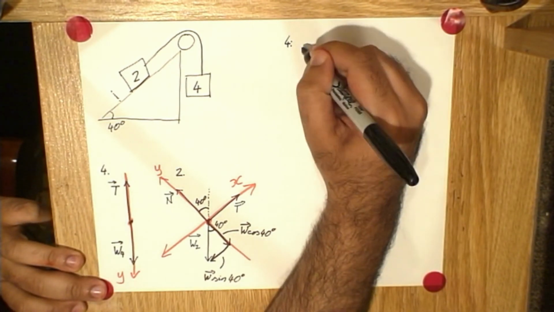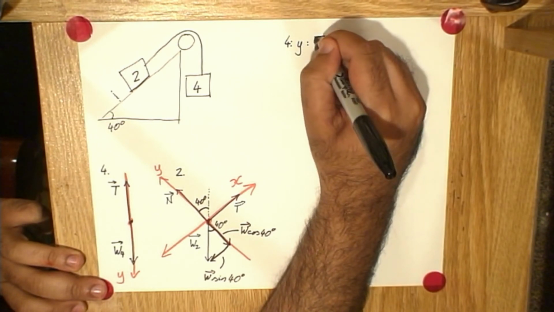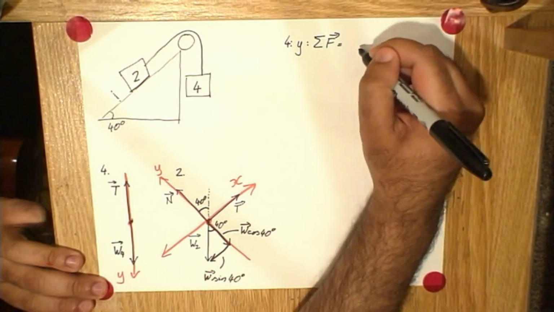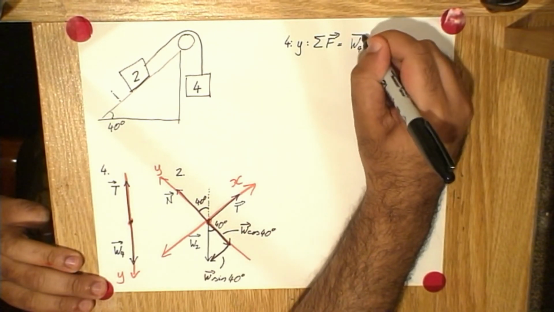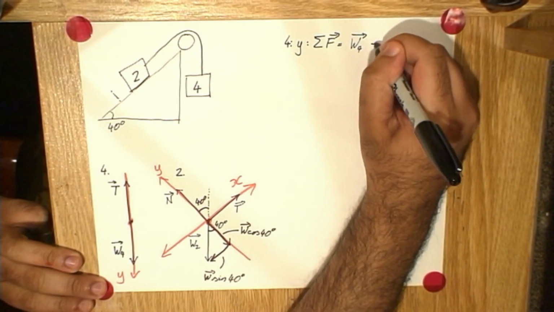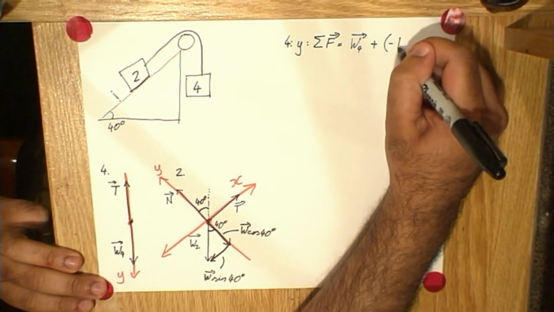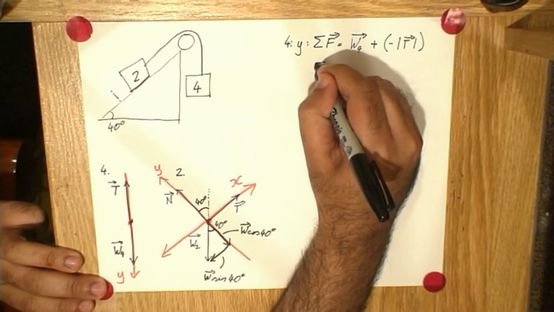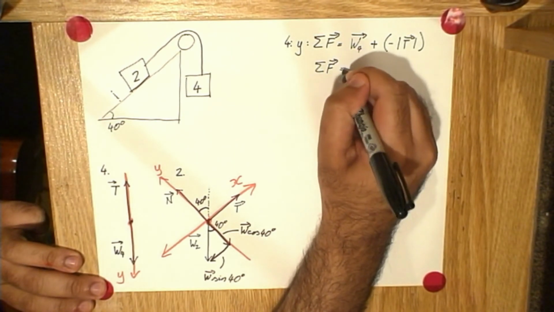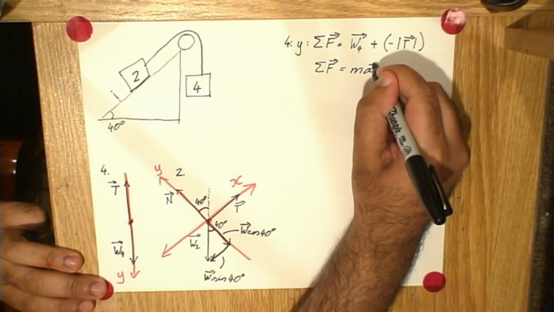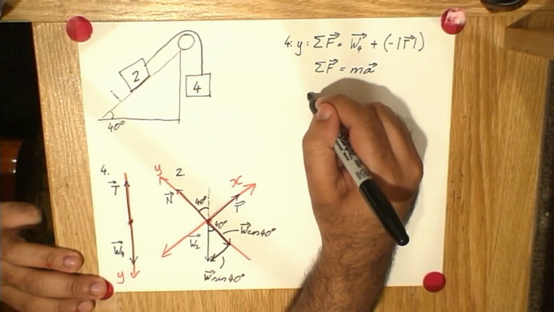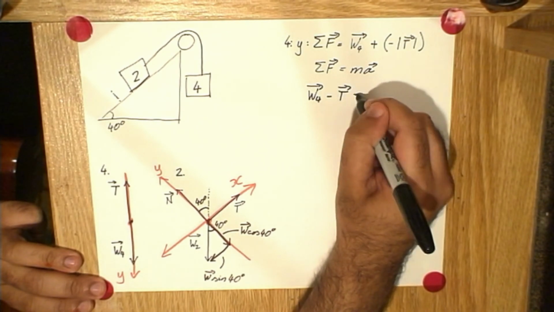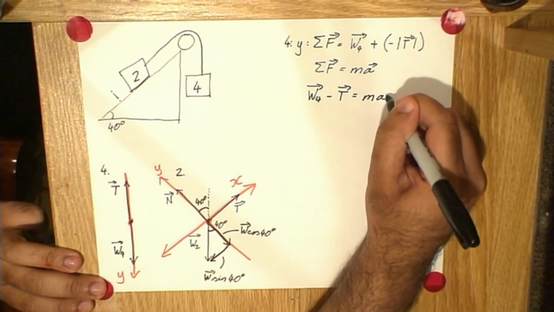So for the 4 kilogram object, in the y direction, the total force is going to be given by the weight force, which is pointed downwards, minus the tension force, which is pointed in the negative direction. But total force is also equal to mass times acceleration. So that means that the weight of the 4 kilogram object minus the tension is equal to mass times acceleration.